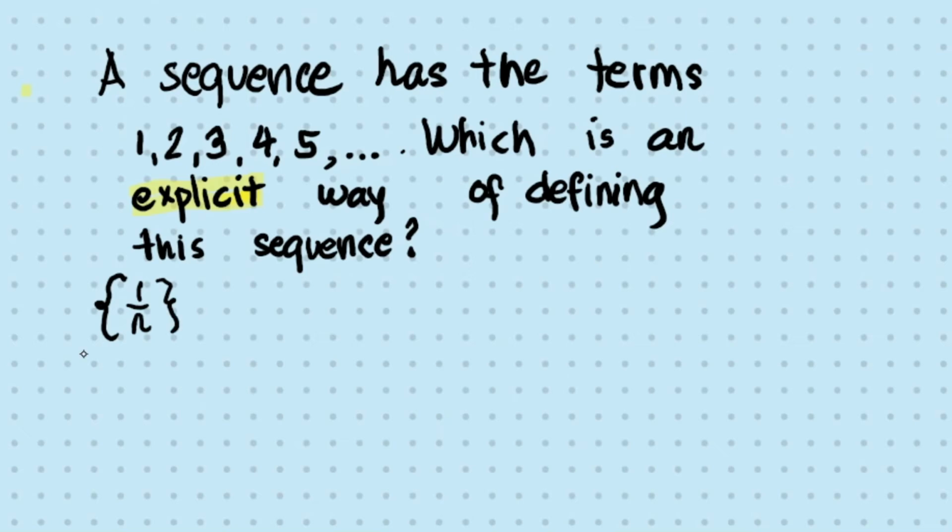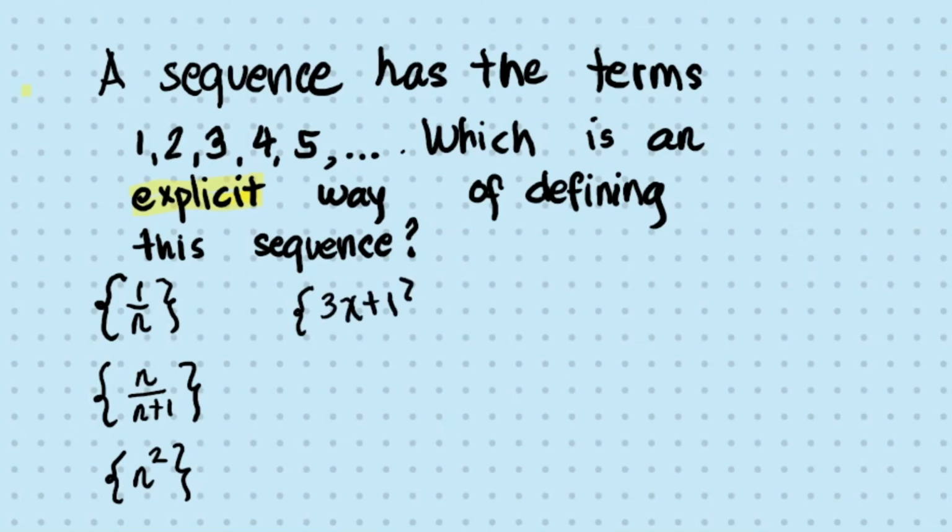Say we have the previous sequence, 1 over n. We can also have n over n plus 1. Another one is n squared. We can write the subscript to show the domain, or sometimes we just skip that. We can also have 3x plus 1 if we want to use x as a variable. Usually we write n.